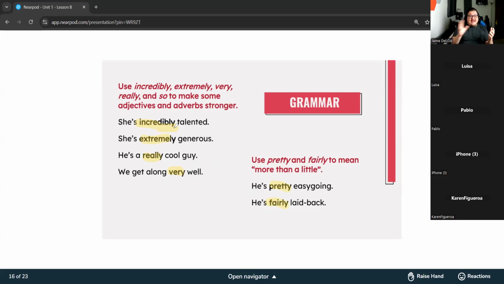It's not only talented, it's incredibly talented. She is not just generous, she's extremely generous. He's not just a cool guy, he's really cool. Or he's very, get along very well. Or pretty easygoing, or fairly laid back. So adverbs are going to be a lot of help when we are trying to give details.